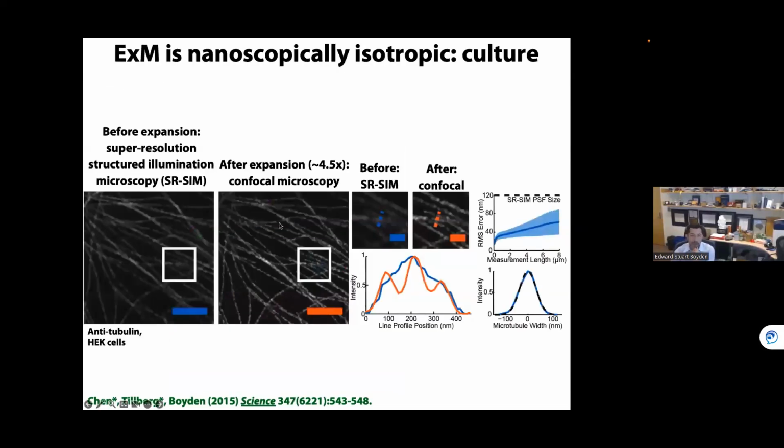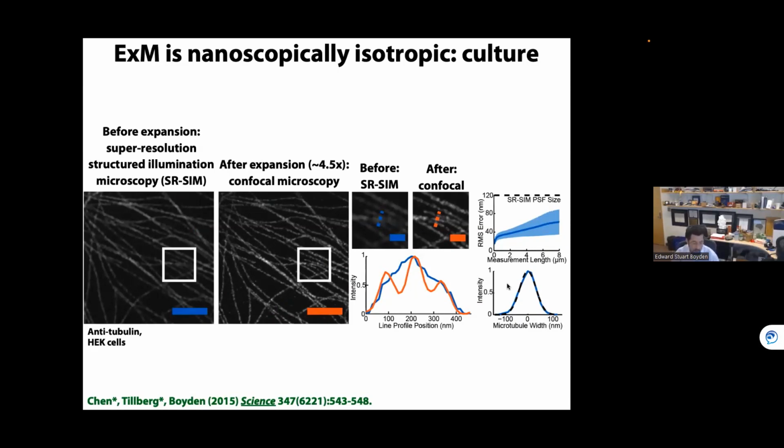Then we can take what we judge the microtubule width to be and divide it by the known ground truth, or deconvolve it more accurately, and we can then estimate how much error or blur has been introduced at the nanoscale. And so we get an error of around 70 nanometers or so. Now, if you think about it, a typical good confocal might have a lateral resolution of 300 nanometers. We're expanding by 4.5. 300 divided by 4.5 is about 70 nanometers.